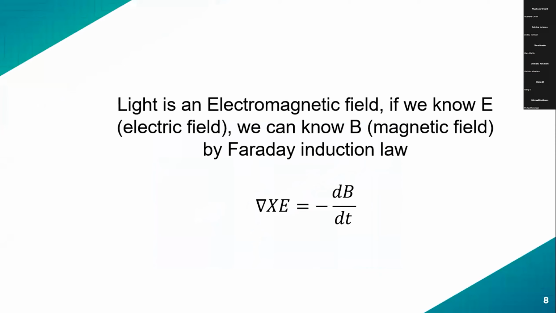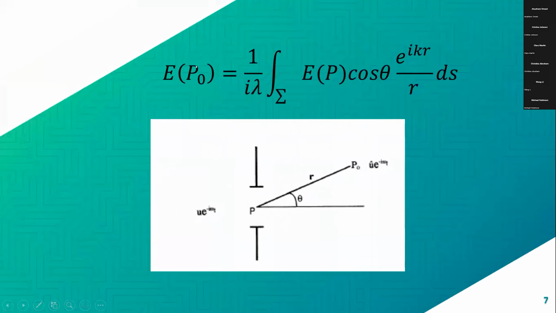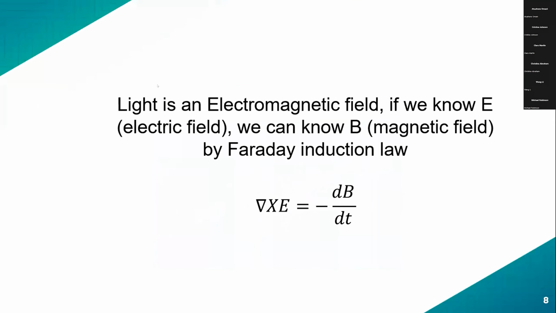Okay, but don't forget that light is an electromagnetic field, and if we know the electric field, we can know the magnetic field using Faraday's induction law. For this reason we work with the electric field just, and we can have the magnetic field also.